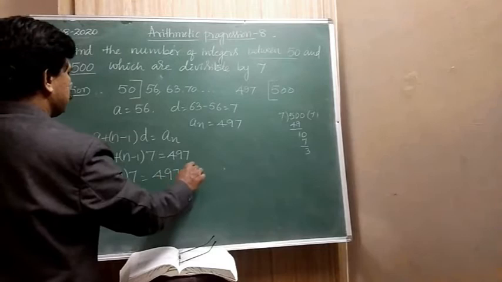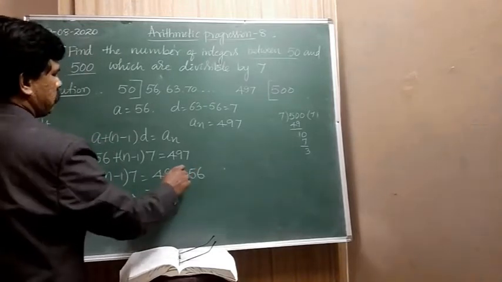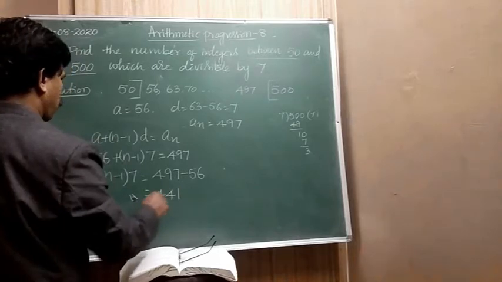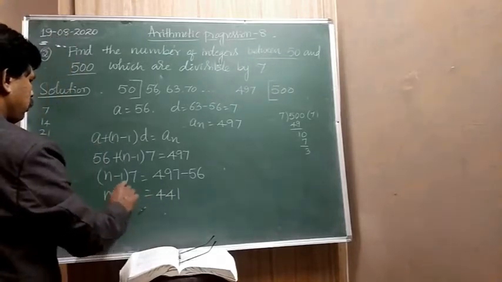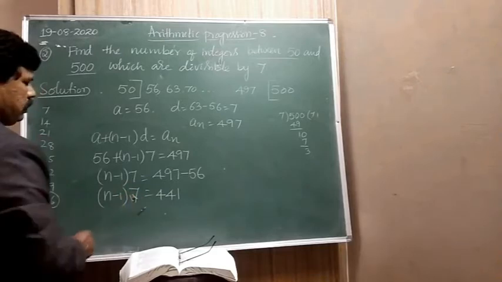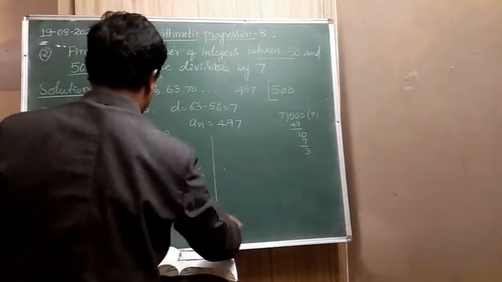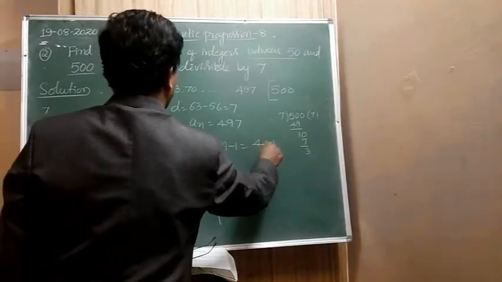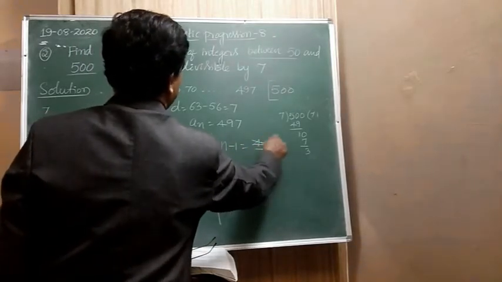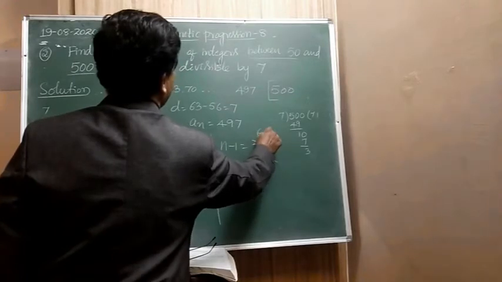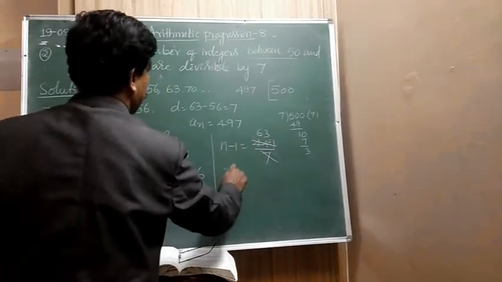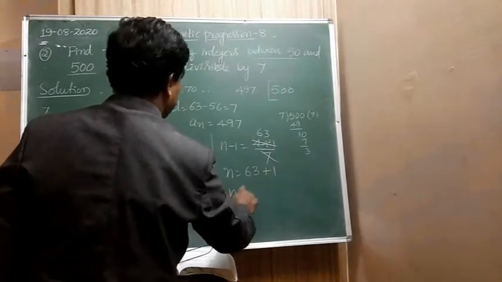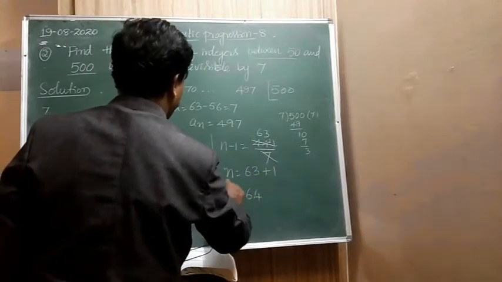497 minus 56. So 7 minus 6 is 1, 9 minus 5 is 4, and this is 4. So N minus 1 into 7 is 441. Then N minus 1 is equal to 441 by 7. 7 6 are 42, 7 3 are 21. Then N is equal to 63 plus 1. N is equal to 64.